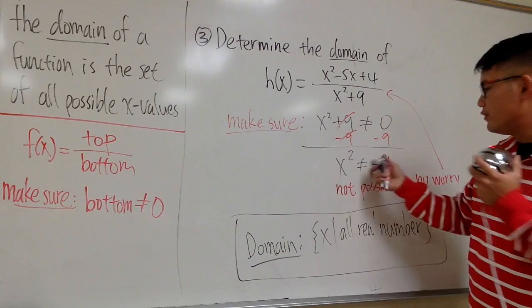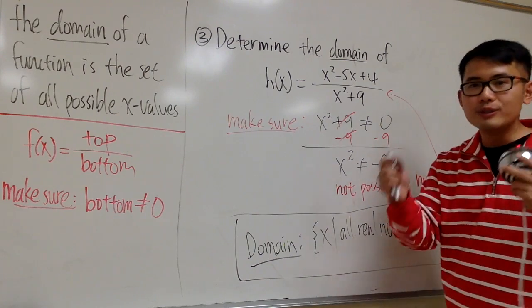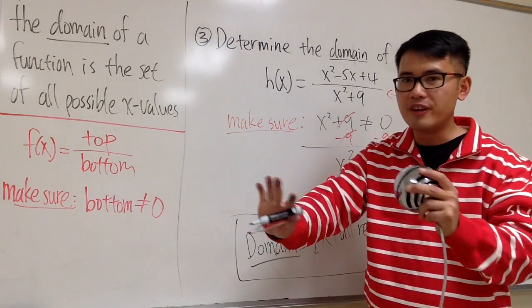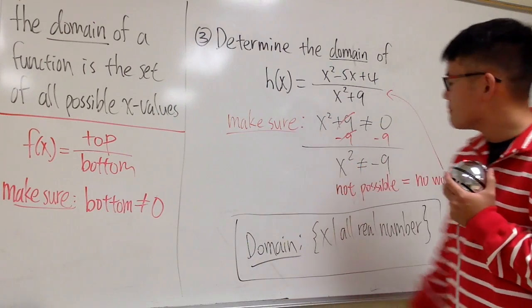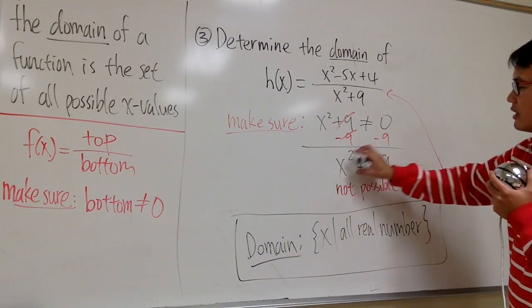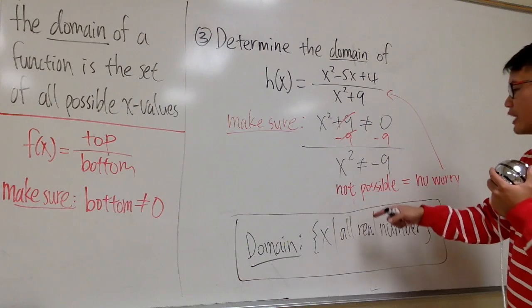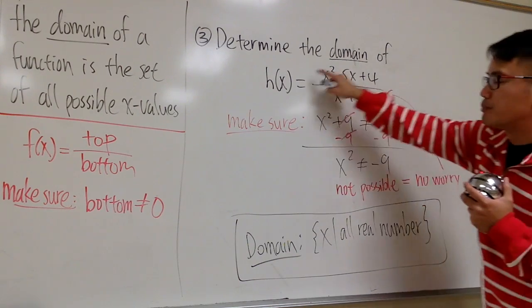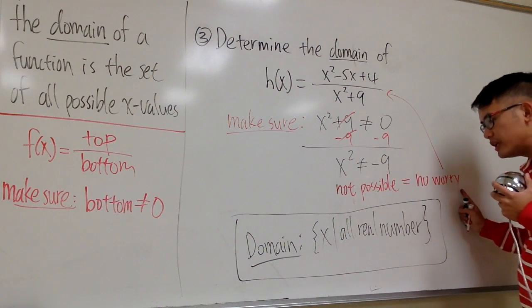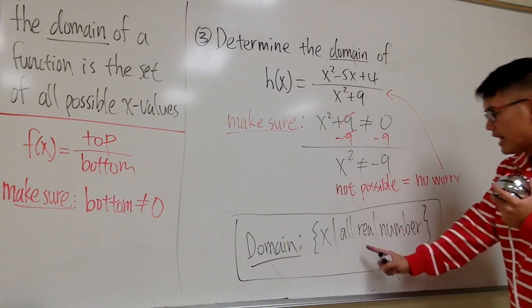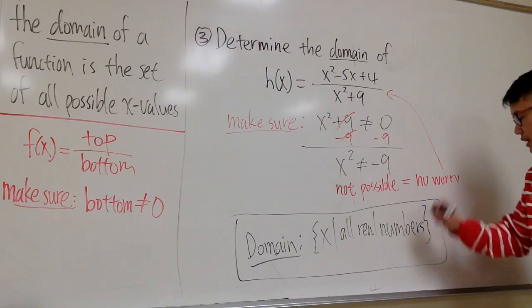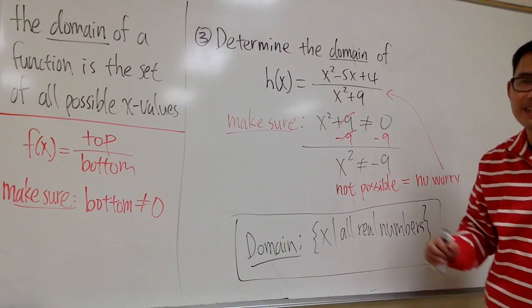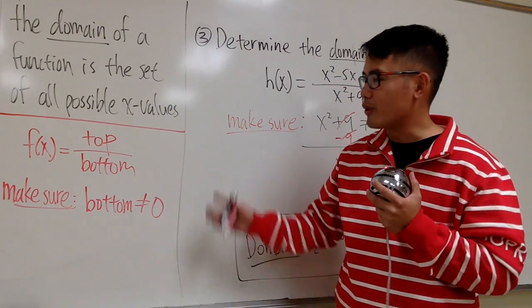If you are able to solve this, then those are the bad numbers. You have to prevent them from the domain. If you end up with an equation right here, with a not equal sign, and this is not doable, that means for the original expression, we have no worry. That means x can be any real numbers. Okay, all real numbers. That will work. And this is how you find the domain for a rational function.